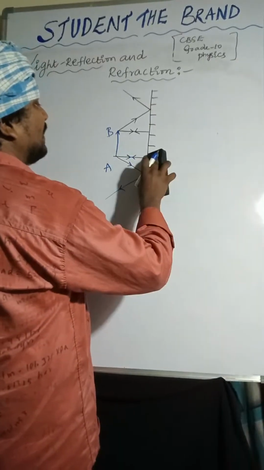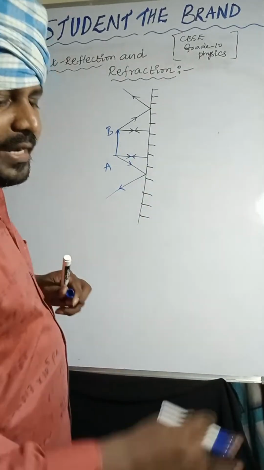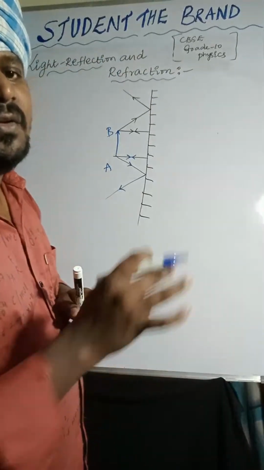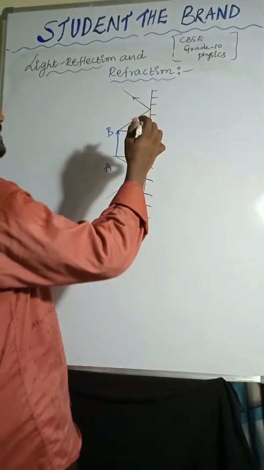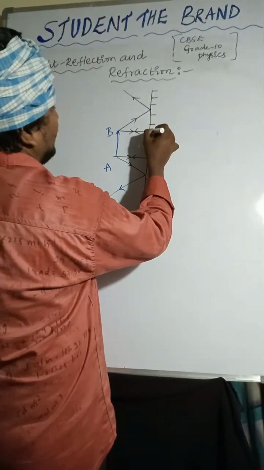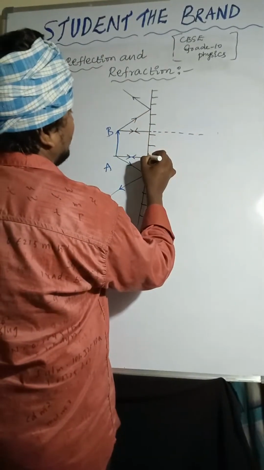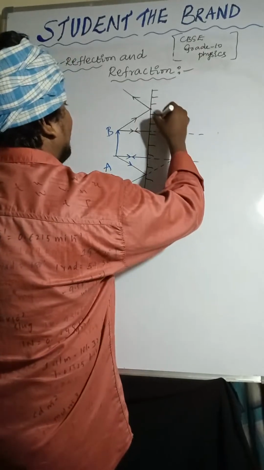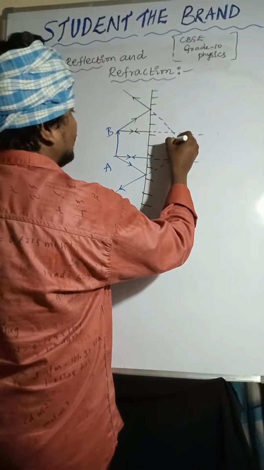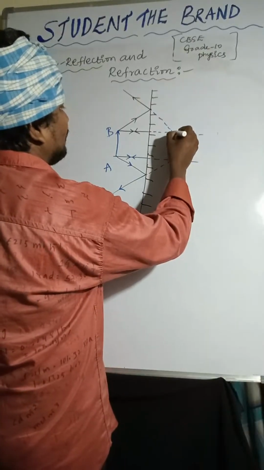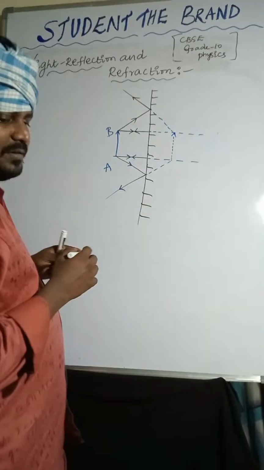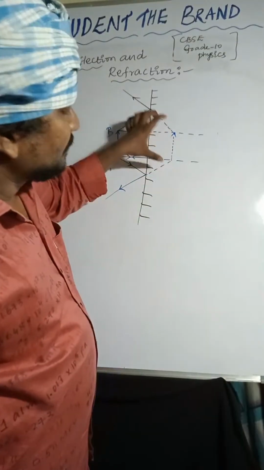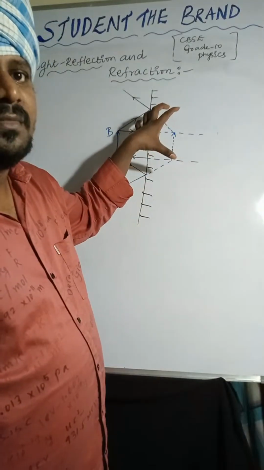Now, we have to extend to get the virtual image. To get the virtual image, we have to extend the reflected light rays. Here is one reflected light ray, here also, here also. We are extending these reflected light rays. So here we can observe, yes or no? Here the image will form.